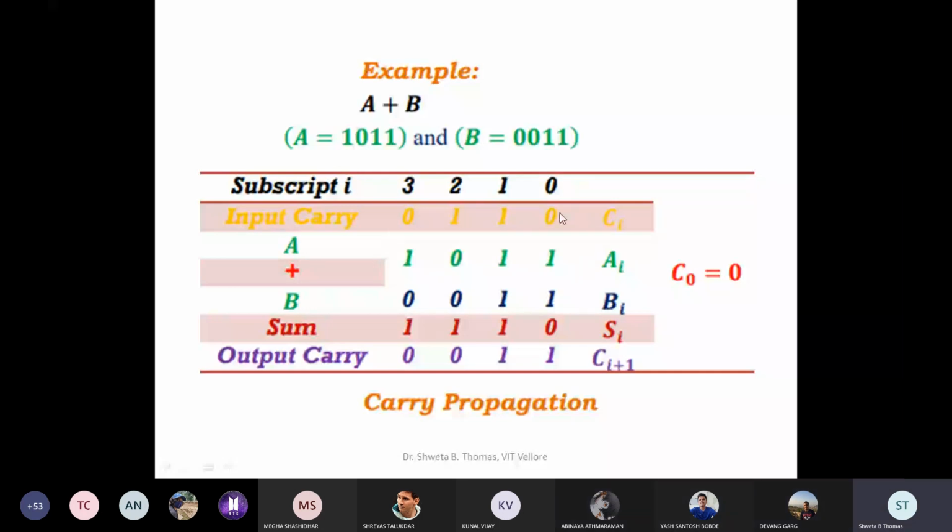Just see 3, 2, 1, 0. This is the positional i value, you can say. So first C naught is equal to 0. You are adding A to B. So 1 plus 1 is equal to 0. Already there is a 0 input carry, so we will leave it. So 1 plus 1 is 0, and carry you are getting 1. This carry 1 we will jump into the next position.